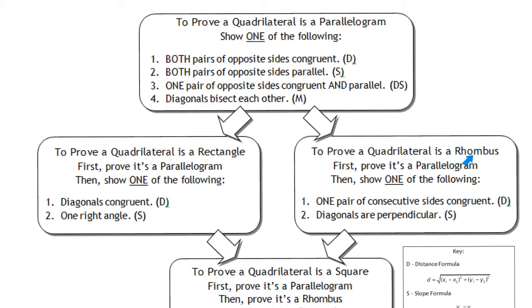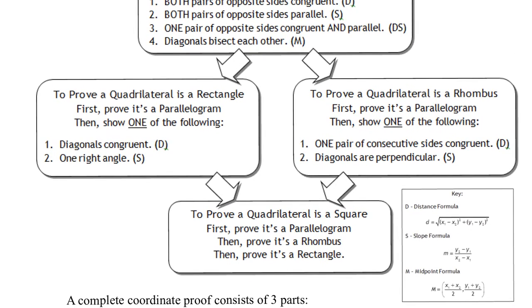If you want to prove that something is a rhombus, you have to prove it's a parallelogram first. Then you're going to show one pair of consecutive sides are congruent, or the diagonals are perpendicular to each other, which is, again, slopes. And finally, if you want to show that something is a square, you basically prove it's a parallelogram, then prove it's a rectangle, then prove it's a rhombus. And that basically proves that it's a square.